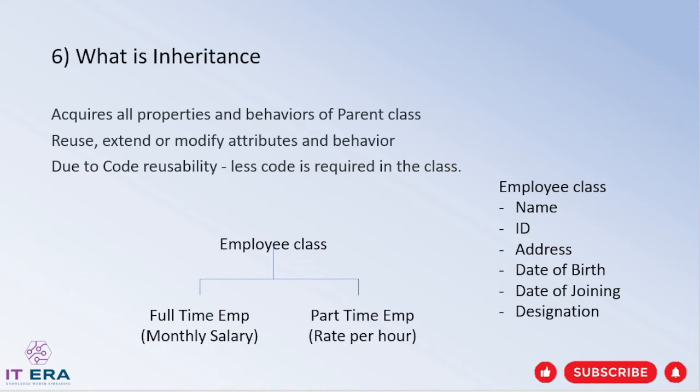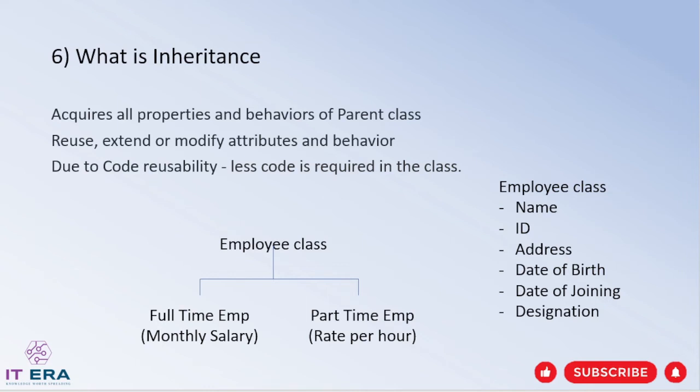What is inheritance? Inheritance is a process in which one object acquires all properties and behavior of its parent object automatically. In such a way, we can reuse, extend, or modify the attributes and behavior which are defined in the parent class. As we can reuse the members of the parent class, there is no need to define the members again. So less code is required in a class.